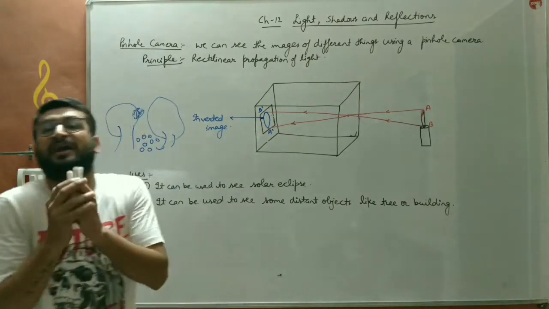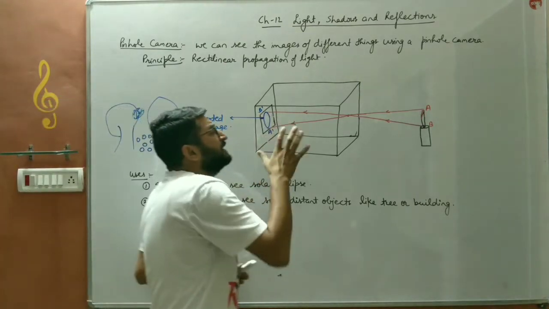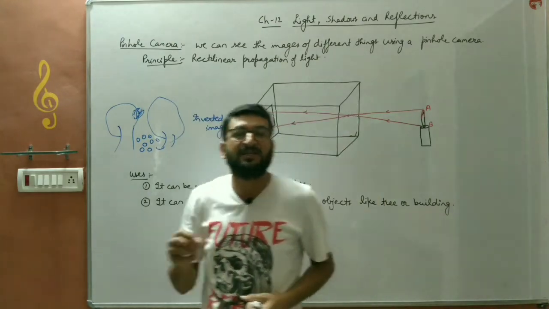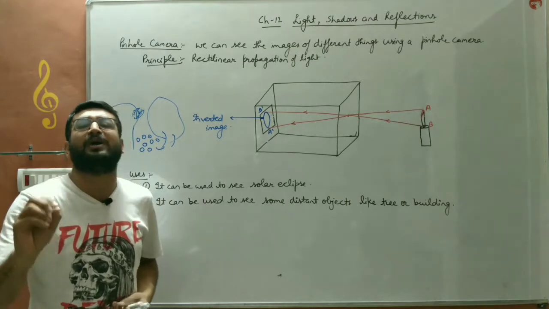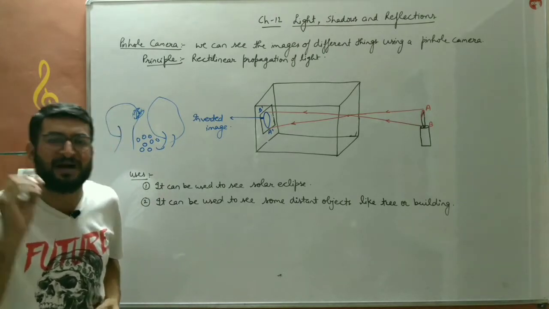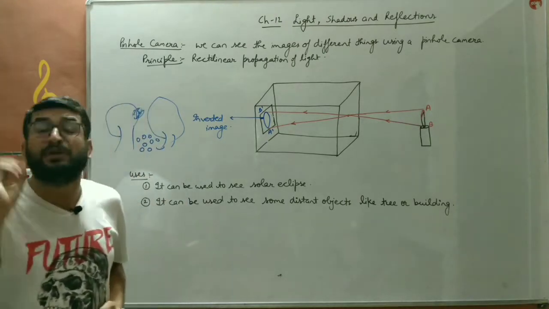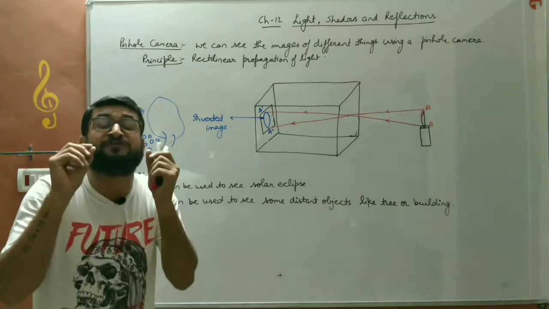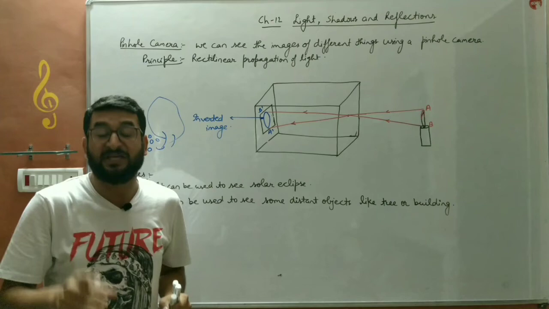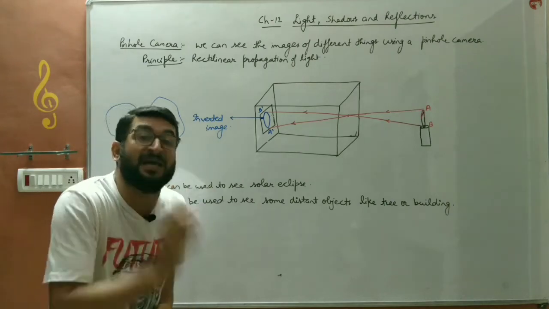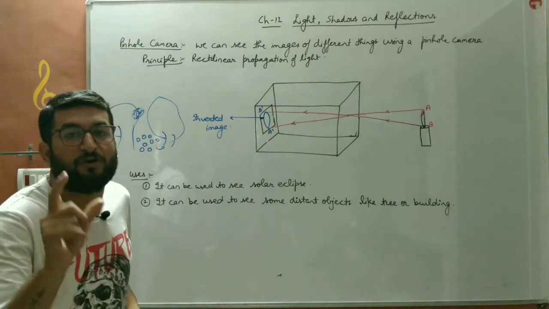I am explaining again, bache. A pinhole camera works on the rectilinear propagation of light, that light always travels along a straight path. Second thing, a pinhole camera always forms an image, it never forms a shadow. It always makes an image, it never forms a shadow.